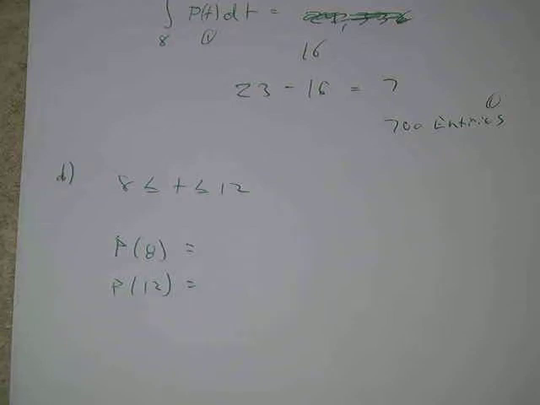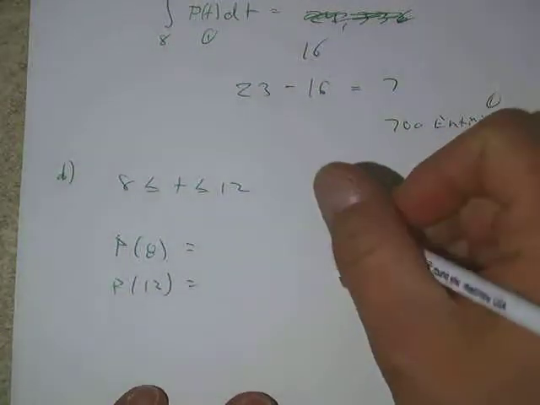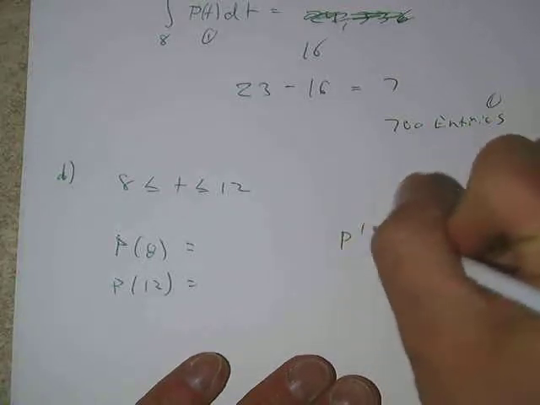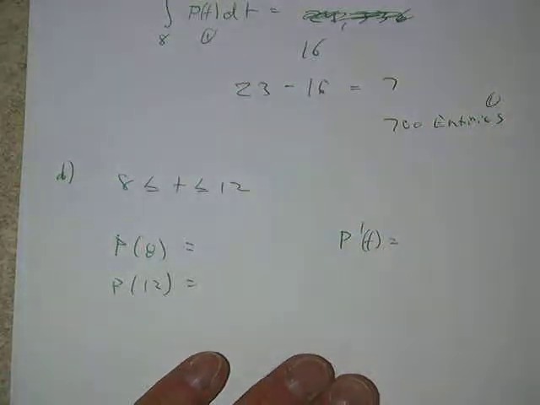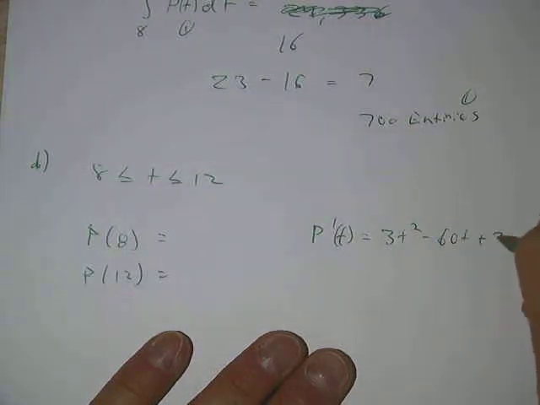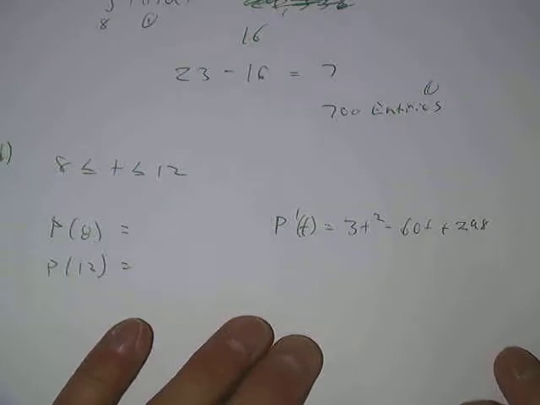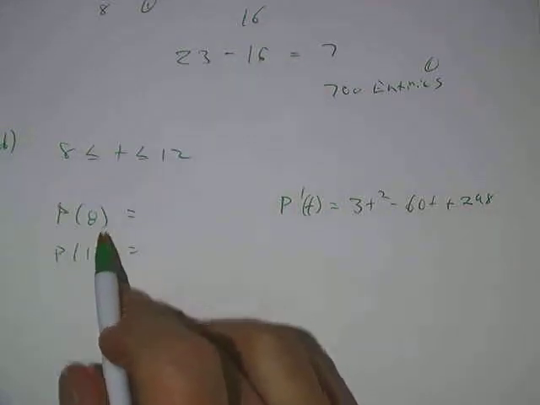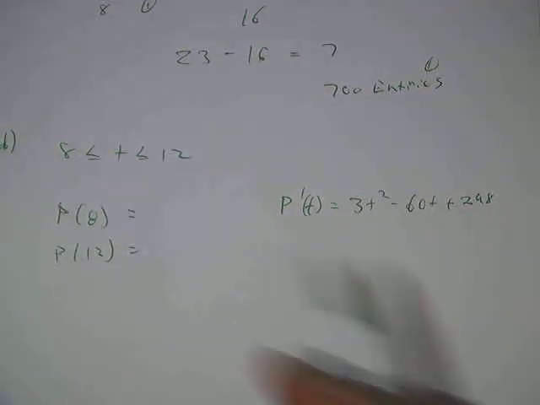Endpoints. If we have a closed interval, I would always suggest using the candidate test, which means we want to figure out what P of 8 is, and then what P of 12 is. Identify those as candidates, because that very well could be a possibility. We're looking for when they are being processed most quickly.